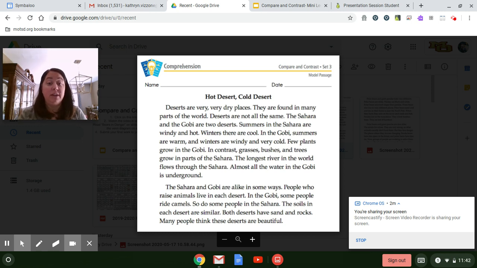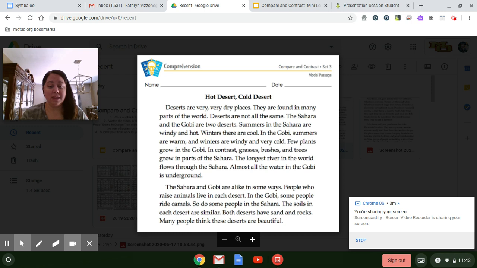Deserts are very, very dry places. They are found in many parts of the world. Deserts are not all the same. The Sahara and the Gobi are two deserts. Summers in the Sahara are windy and hot. Winters are cool. In the Gobi, summers are warm and winters are windy and very cold. Few plants grow in the Gobi. In contrast, grasses, bushes, and trees grow in parts of the Sahara. The longest river in the world flows through the Sahara. Almost all the water in the Gobi is underground.